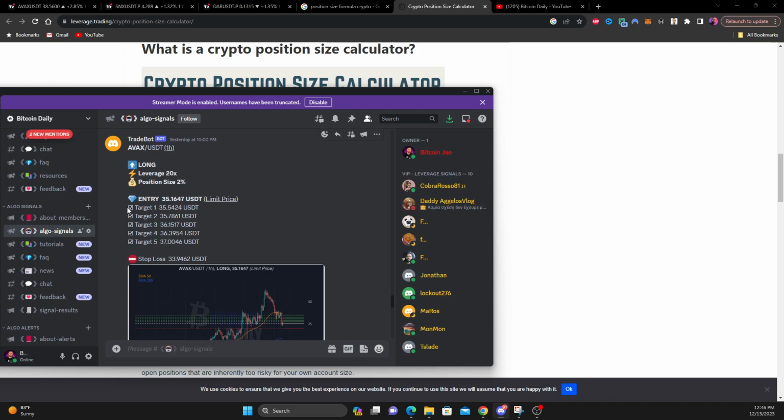Now, obviously here, then you're going to get your targets. The main target that we're looking at is going to be target 1, because that is what the algorithm is building this trade around, to hit target 1 on an average of about 83%, right?